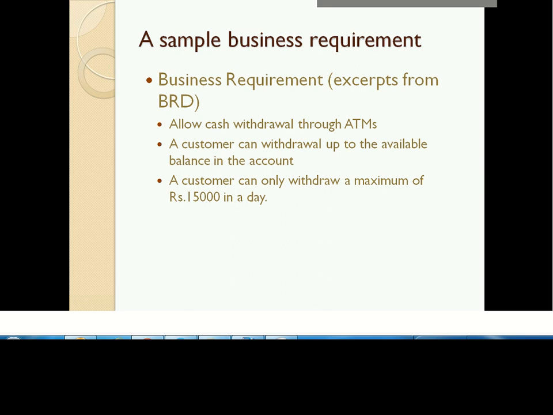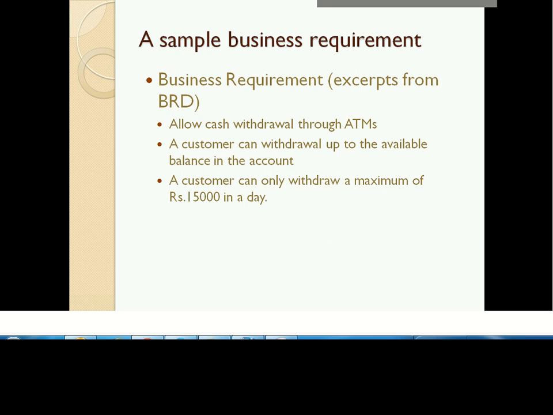I'm taking a sample business requirement. I wanted to get into details of how we capture functional requirements for this business requirement. This requirement is about allowing cash withdrawal through ATM. This is a very common requirement which every one of us can relate to. So this is my business requirement today, and it has a few more validations attached to it. A customer can withdraw only up to the available balance in the account, which is quite an obvious rule. The other one is a customer can only withdraw a maximum of 15,000 in a day. These are the three high-level requirements that I got from business.